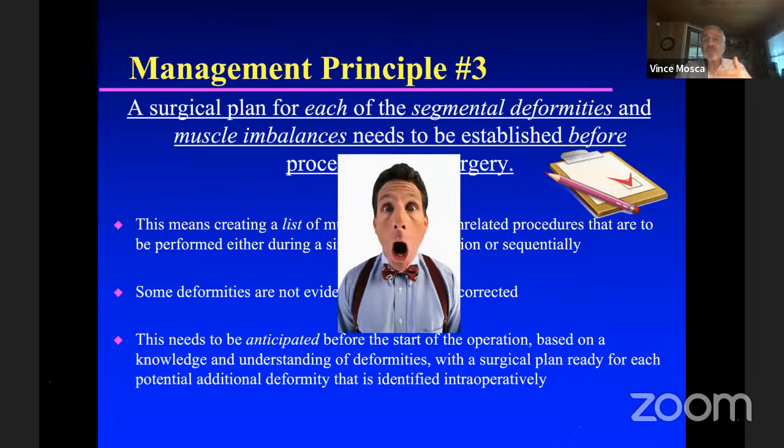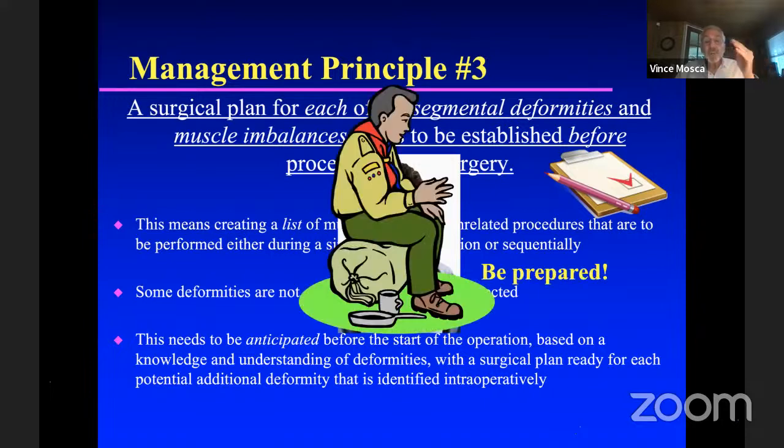You have your list. You're following your list. You have it written on a piece of paper, or you have it written on the wall. Know what you're going to do and what you need to decide intraoperatively. Don't be surprised. You want to be prepared like a Boy Scout or Girl Scout. You want to be prepared by having the list of things you're going to do or might need to do.